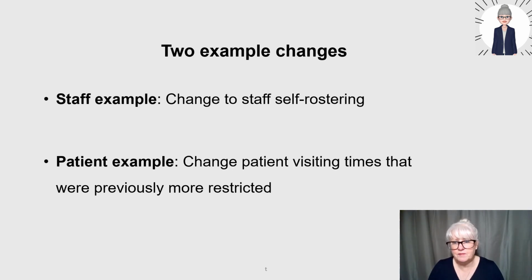So when practically applying Lewin's model, I thought I'd have a staff example and a patient example. So the first example is a change to staff self-rostering. The second example is a change to patient visiting times that were previously more restricted.